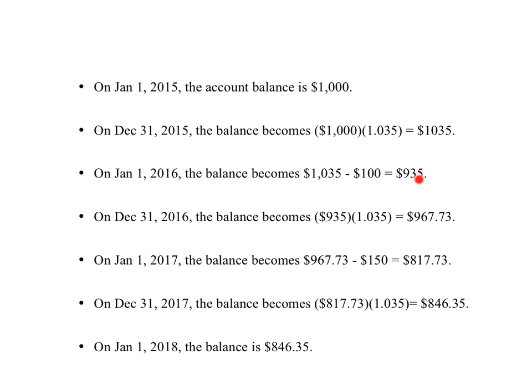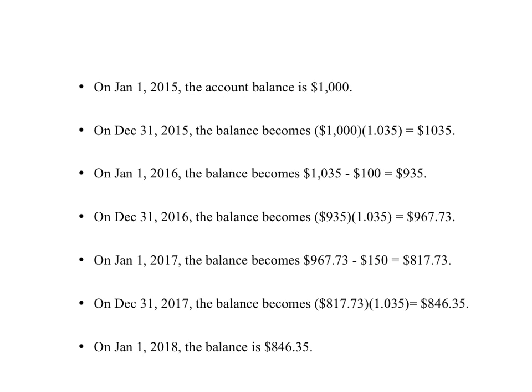But that $935 remains in the account all year long. It's that $935 which then has interest applied to it, a year's worth of interest applied to it. So that $935 is what's growing by a factor of 1.035. It ends up as $967.73. The next day, New Year's Day 2017, the story was that you take out another $150, right?